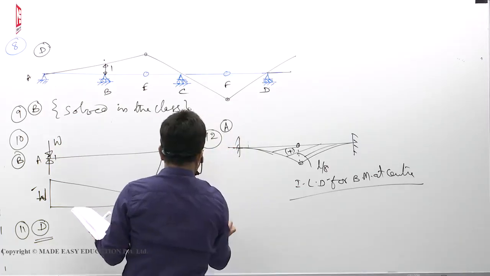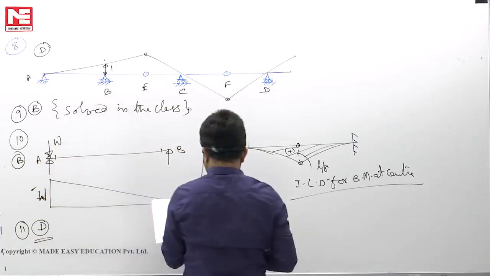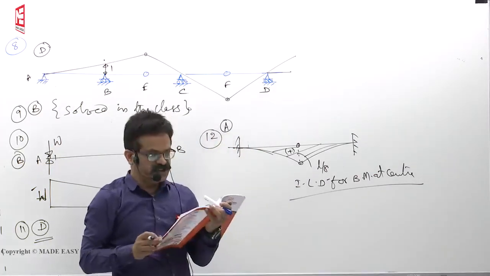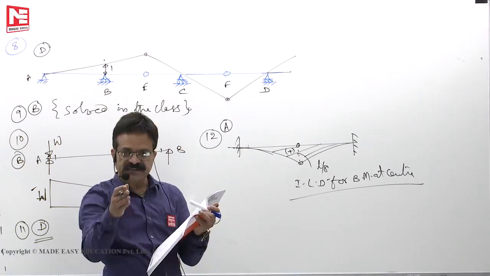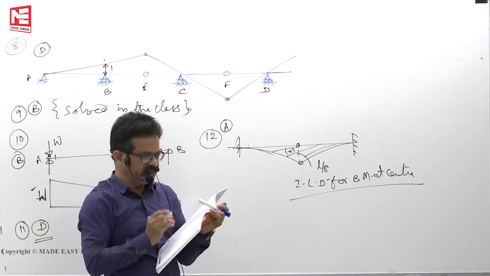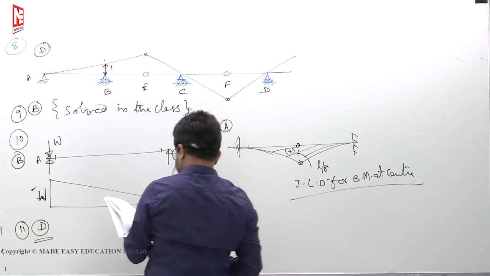Next 13th question. For the beam shown in figure 1, ILD is shown in figure 2. This refers to, you see here whatever section they have given there is a cut. Since cutting is involved, it is the shear force at XX, shear force at section XX. So 13th question is D.